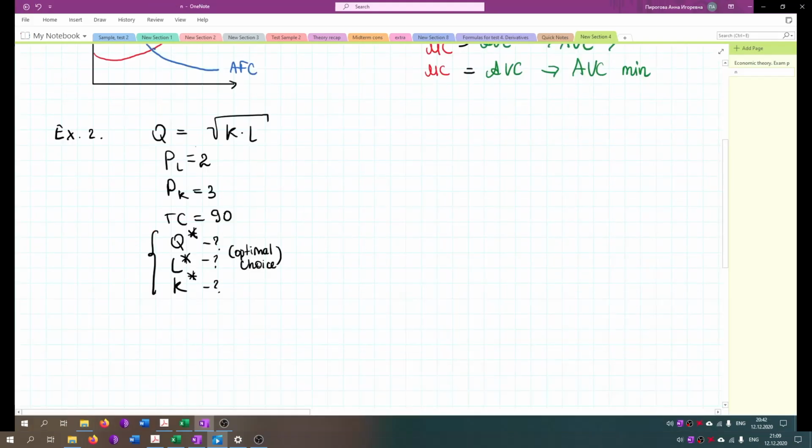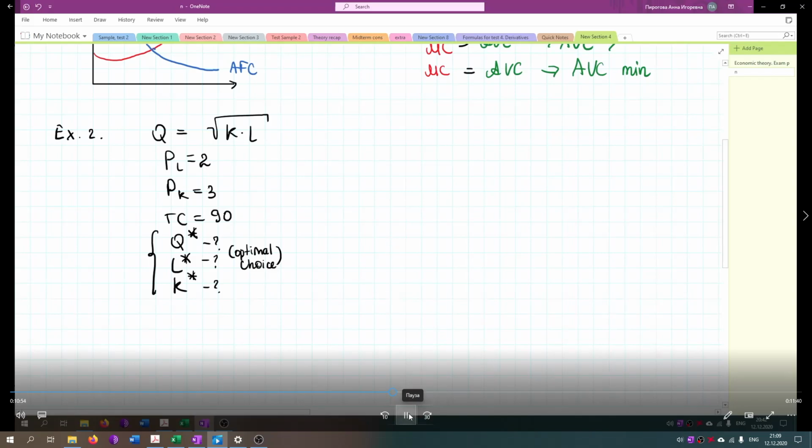And here it is, exercise number 2. We have our production function: quantity is equal to the square root of K and L. We are given pay for labor, pay for capital, and total cost. And we need to find the optimal quantities for Q, L, and K, and it will be our optimal choice.